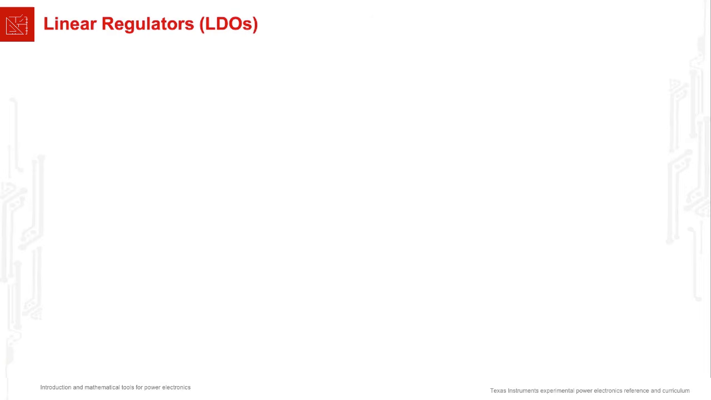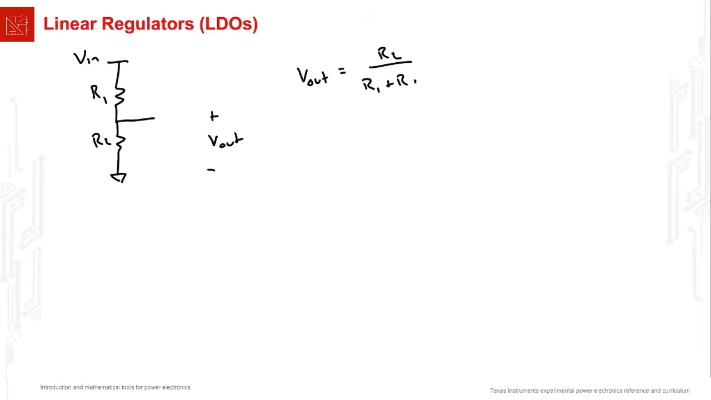I'd like to motivate the LDO by drawing the following circuit. This is a resistor divider circuit with R1 and R2 coming from an input voltage and producing an output voltage. And of course we know that if we choose these resistors properly, we can make the output voltage, which is equal to R2 over R1 plus R2 times V in, whatever we need for it to be.